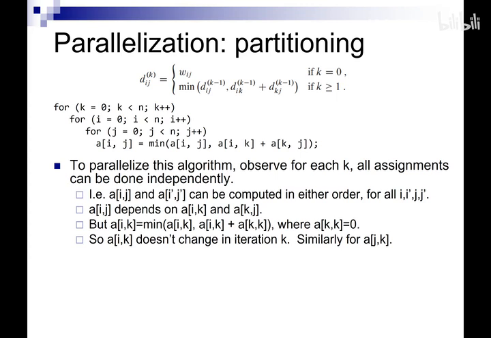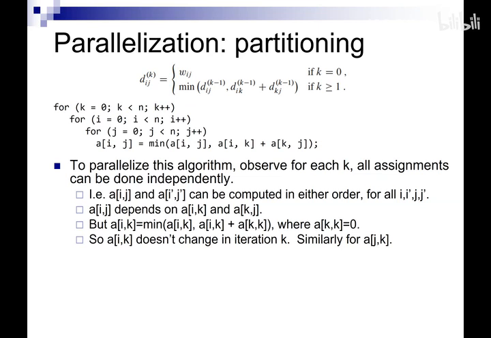The reason this is true is because in order to compute aij, you need aik and then akj. Now aik is equal to this: if you plug it into the same equation, aik equals this thing over here, and akk is equal to 0. So basically what this is saying is that aik does not change in iteration k. Likewise, akj does not change in iteration k.